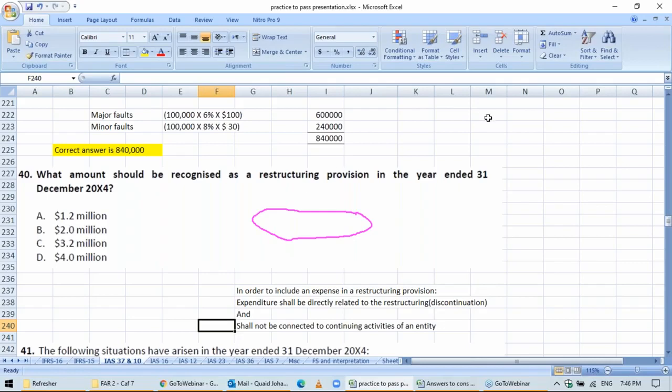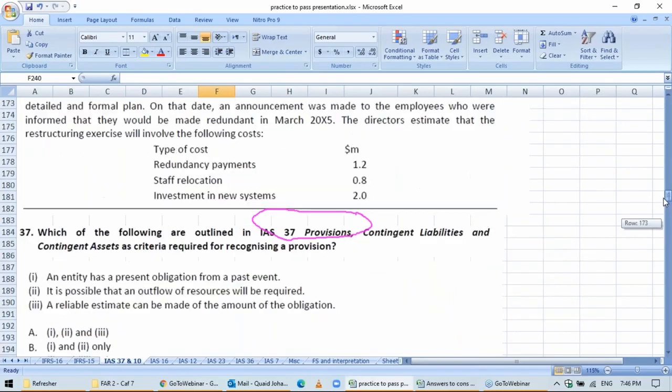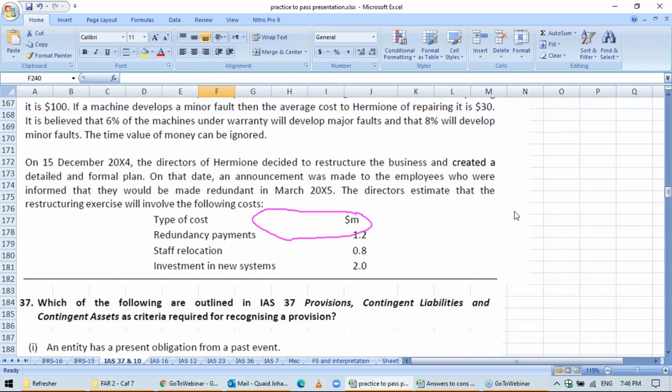So now check what three expenses they gave, and out of which, what expenses will form part of the restructuring provision. Just check. These are the three items they have given: 1.2, 0.8, and 2 million. Now, which one? This is right. Redundancy is connected to discontinuation and not connected to continuation.